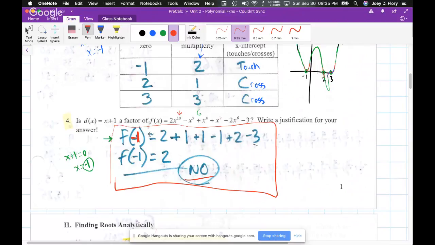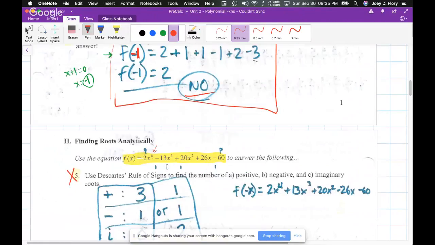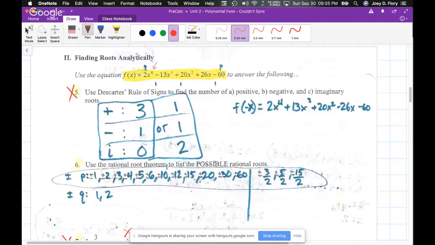Remember, -1, a negative number to any even power is going to be positive. To any odd power is going to be negative. Remember, we do those exponents before you do the signs out front. Simplify. You can use your calculator if you'd like, although be careful, make sure you plug in -1 in parentheses each time. Simplify, and we get 2. 2 is not 0, so x plus 1 is not a factor, nor is -1 a root of this function. You can graph it and check it if you want to make sure. All right, let's speed this up, moving right along.